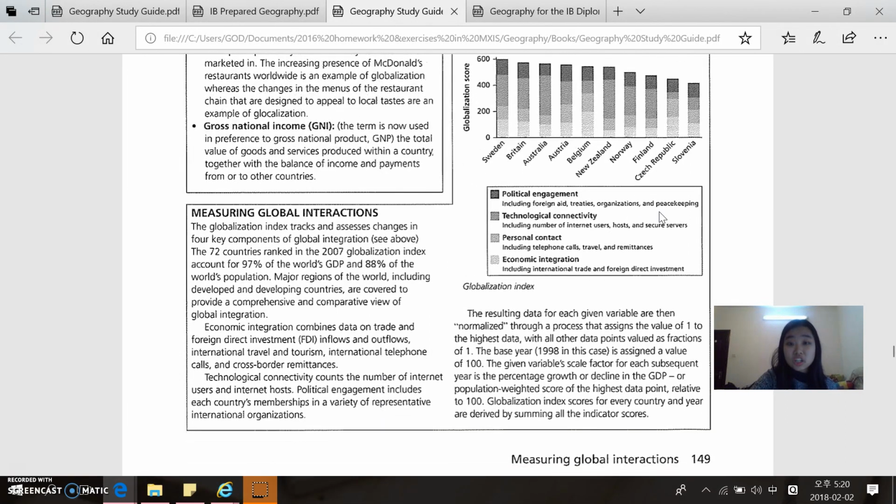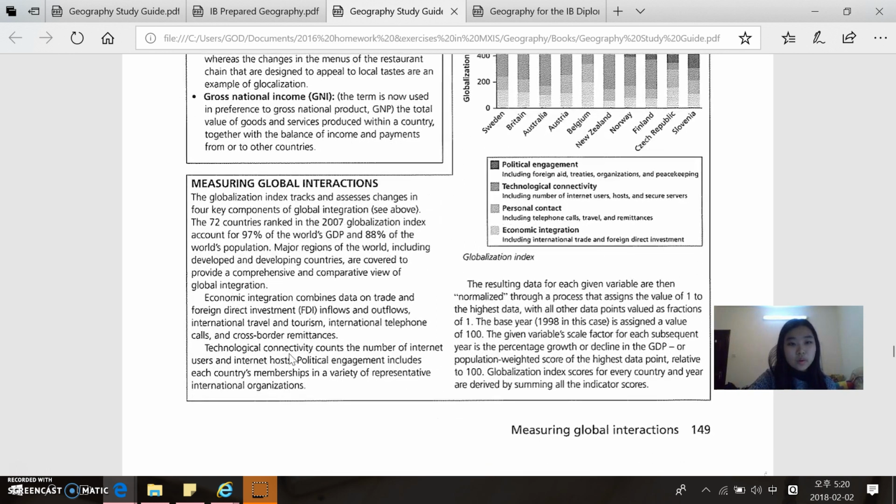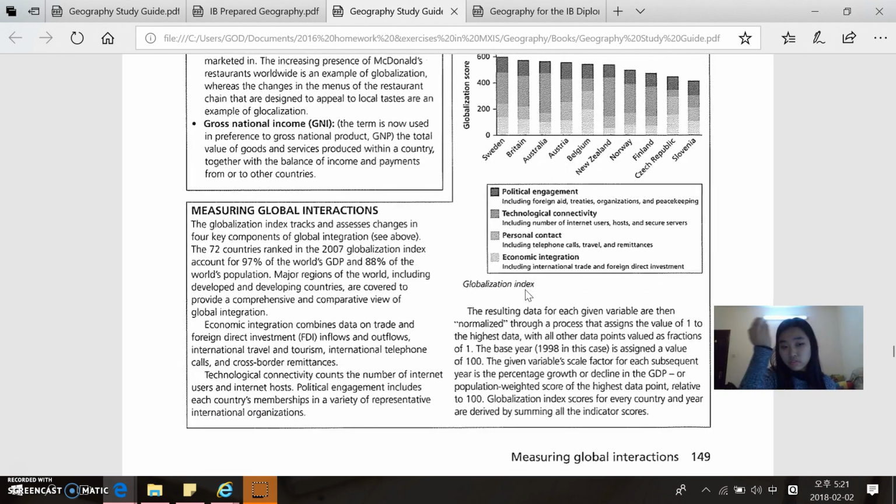And there's also technological connectivity, including number of internet users, hosts, and secure servers. So it's like how many people use the internet. Technological connectivity is also included in the AT Kearney Index because it's very important. That's how, if people start trading, or if they want to make foreign direct investment in another country, they tend to have to communicate using these.